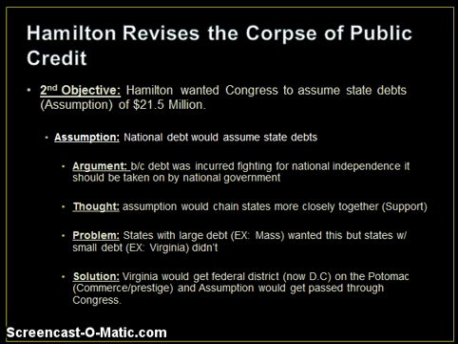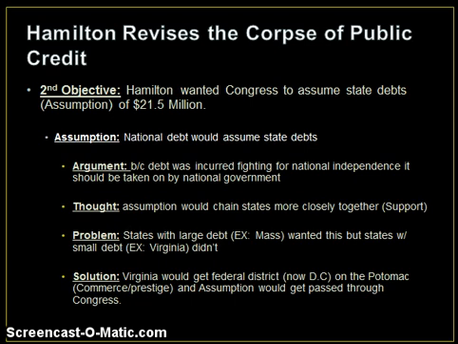States in the South don't really want assumption because they don't have large debt. So Virginia doesn't have a large debt. They can pay it off pretty easily. They don't want to be tied to the national government necessarily, so they don't necessarily want assumption to pass. The thought here by the national government is that assumption is going to chain states more closely together. It's also going to give them support and unity.